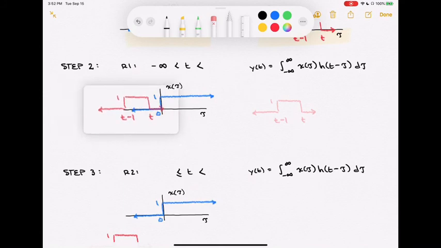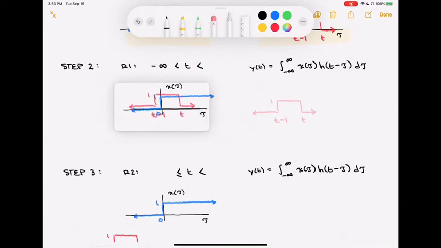That's true until the lead edge of h of t minus tau, which is identified by t, hits the value of tau equaling 0. Once I hit tau equaling 0, I start getting some overlap, and the form of the integral, what I integrate, is no longer going to be an integral of 0. It's going to be something different.